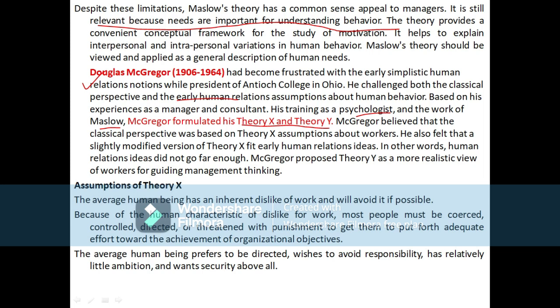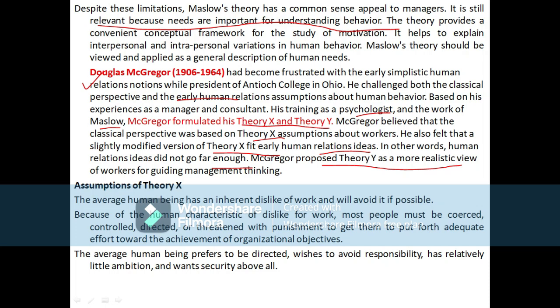If he studied both classical and neoclassical, then he is telling that classical perspectives are based on theory X assumptions. Okay, he had given theory X and theory Y. He also felt that a slightly modified version of theory X fit early human relations ideas also. In other words, human relations ideas did not go far enough. So McGregor proposed theory Y as a more realistic view.